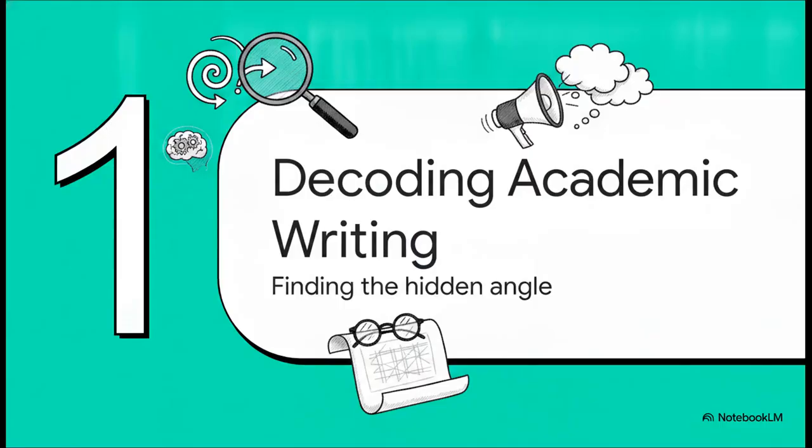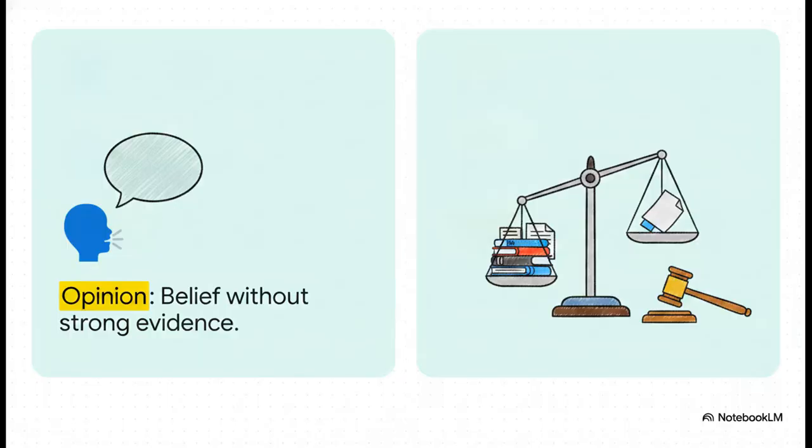All right, let's jump into our first section, decoding academic writing. See, authors rarely just hand you pure, unadulterated data. They're almost always trying to convince you of a specific position. To find that hidden angle, we really need to draw a hard line between two things that get mixed up all the time: opinions and stances.